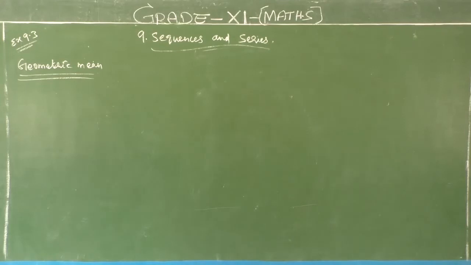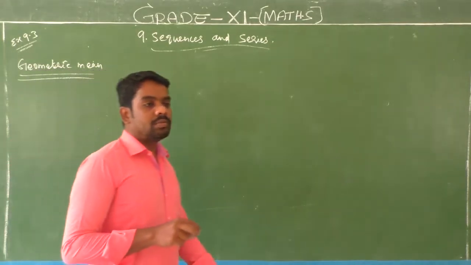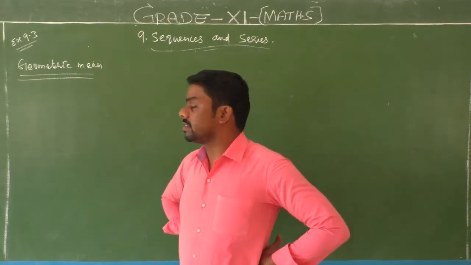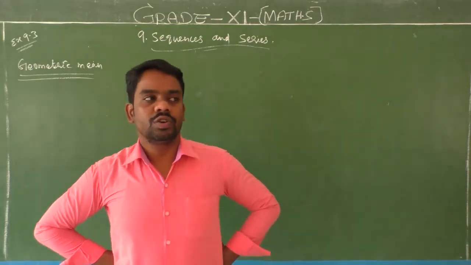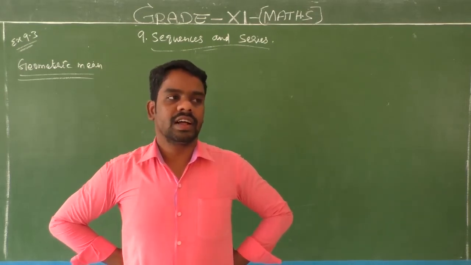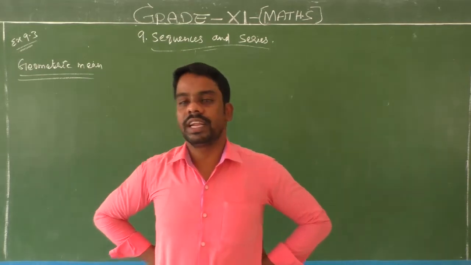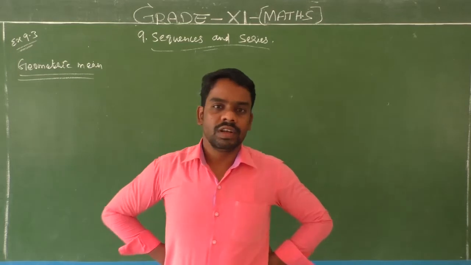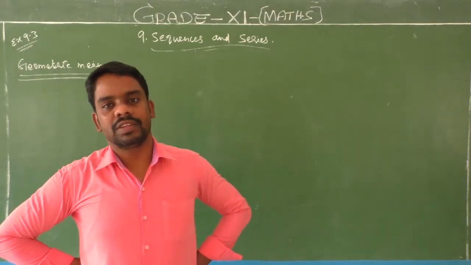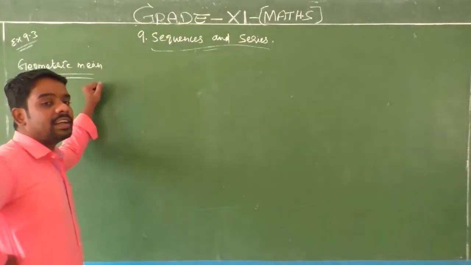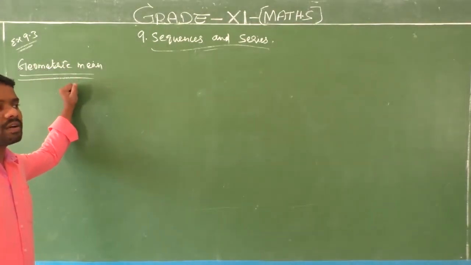Right, next, geometric mean. You already know the geometric progression: a, ar, ar squared and so on, up to ar power n minus 1, and so on. Here a is the first element, r is the common ratio, and the nth term is ar power n minus 1. Right. Next, geometric mean, after the sum of n terms of the geometric progression.